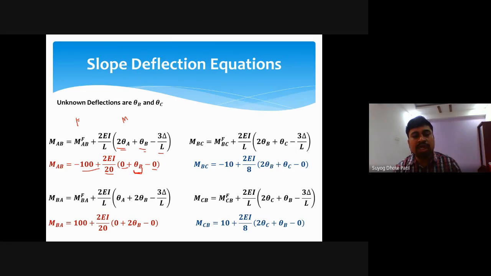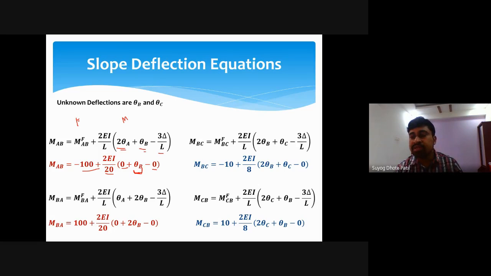Similarly, if we think about MBA, now in case of MBA, if we think about fixed moment, it is plus 100. Again, 2EI by L, that is 2EI by 20. Again, theta A will be 0, fixed end. 2 theta B will be there, and again delta will be 0.